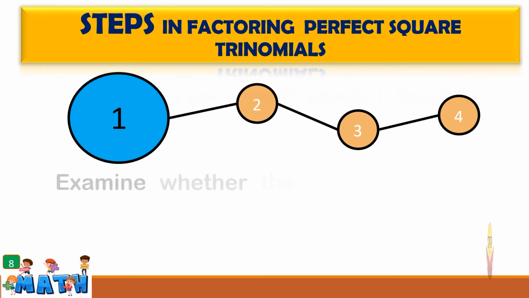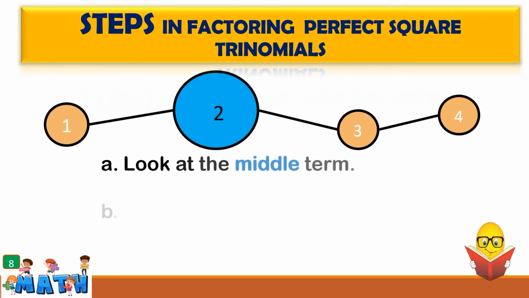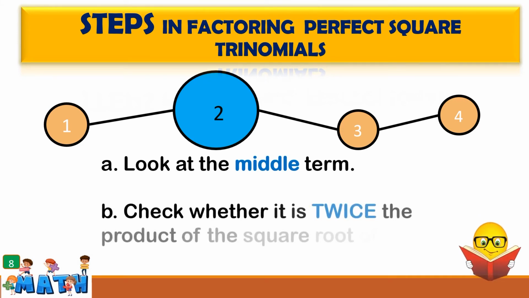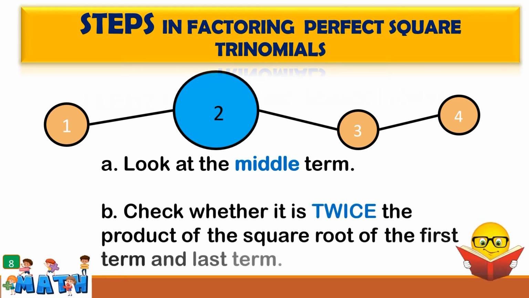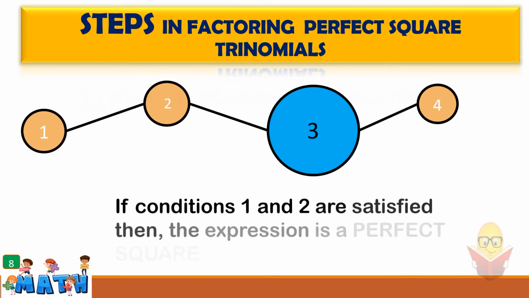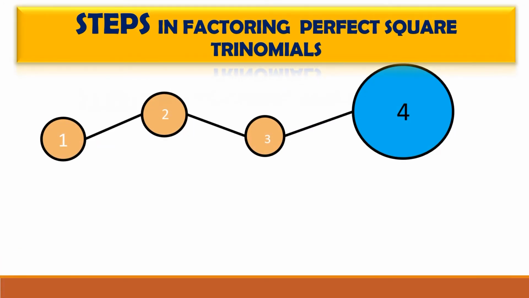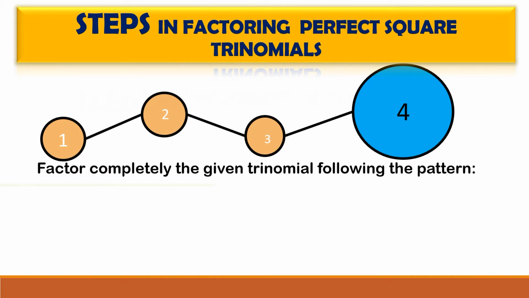To factor perfect square trinomials, step number 1: examine whether the first term and last term are perfect squares. Step number 2: look at the middle term. Check whether it is twice the product of the square root of the first term and last term. Step number 3: if conditions 1 and 2 are satisfied, then the expression is a perfect square trinomial. And step number 4: factor completely the given trinomial following the pattern.